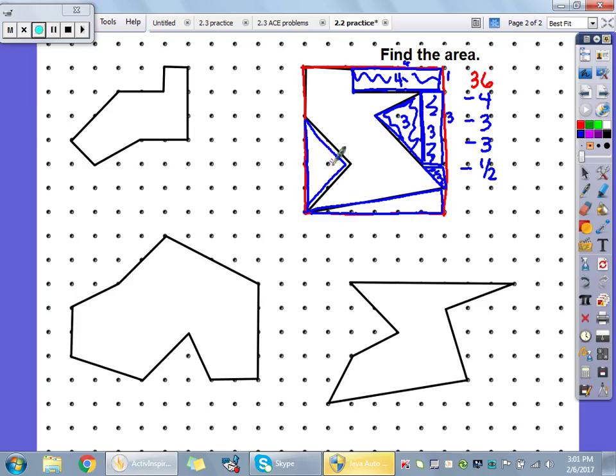Okay, we have another triangle over here whose base is 4 and height is 2. So 4 times 2 is 8. 8 divided by 2 is 4, so this area here is 4. And then this long one here, the base is 6 and the height is 1. So 6 times 1 is 6. 6 divided by 2 is 3, so the area of this triangle here is also 3. And so when we subtract all those from 36, it gives us this remaining odd shape here, which is 17.5. All right, so on 2.2, that's what you're doing.